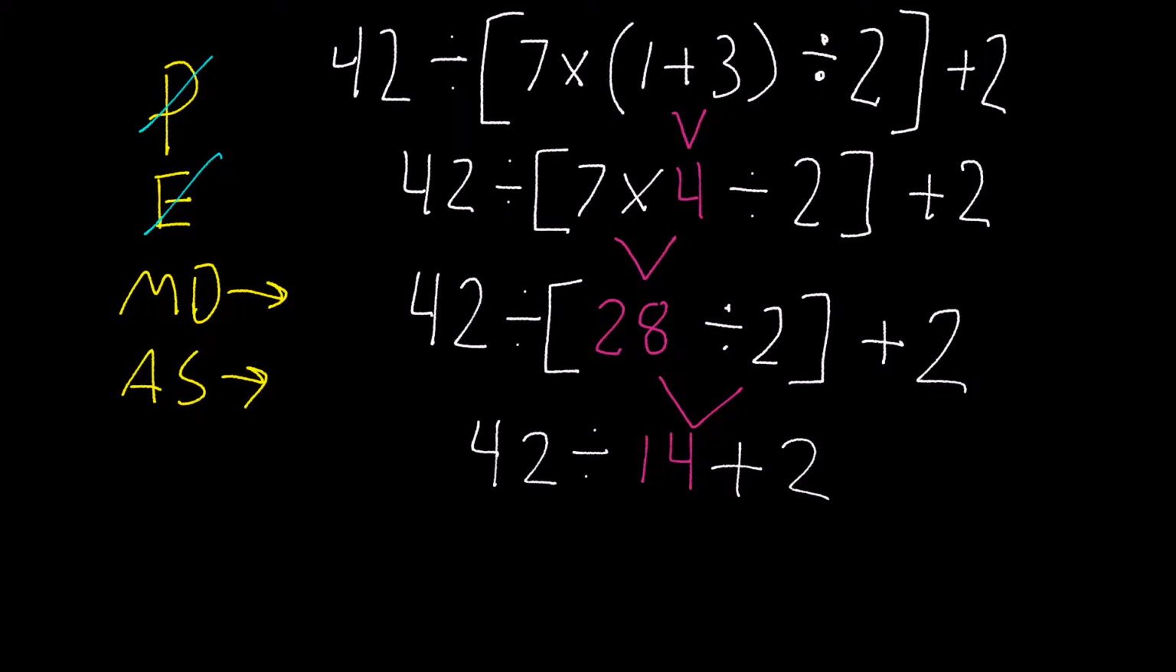What is 42 divided by 14? Well, 42 divided by 14 is 3. So if I add 2 as our final part of the order of operations steps, we get 5. So our answer to all of this work that we've just done on this big problem is 5.